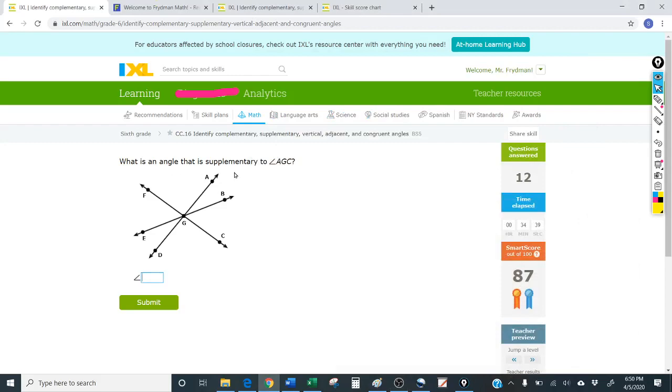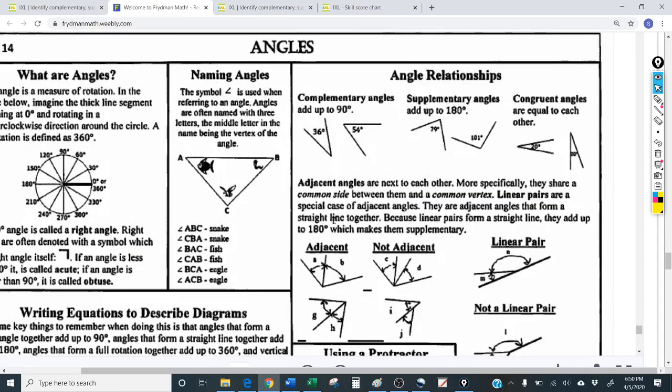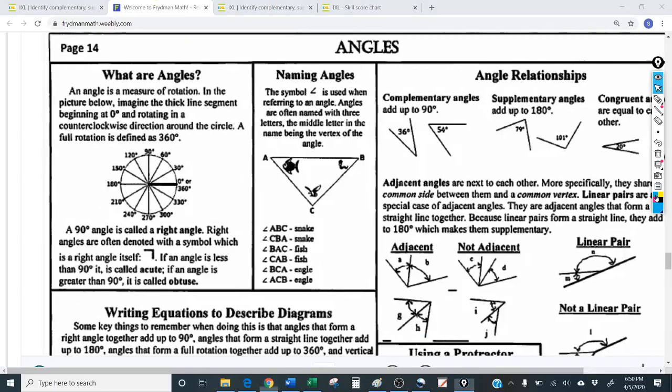What is an angle that is supplementary to angle AGC? So remember, supplementary means that the angles add up to 180 degrees. And an easy way to tell, well, if I have a straight line, again, we've talked about this, this is a little bit of a review. If I start from here and go around to here, that's 180 degrees, and that makes a straight line. So if I see that two angles make a straight line together, then I know that they must add up to 180 degrees, and therefore they must be supplementary, because supplementary just means that they add up to 180 degrees.